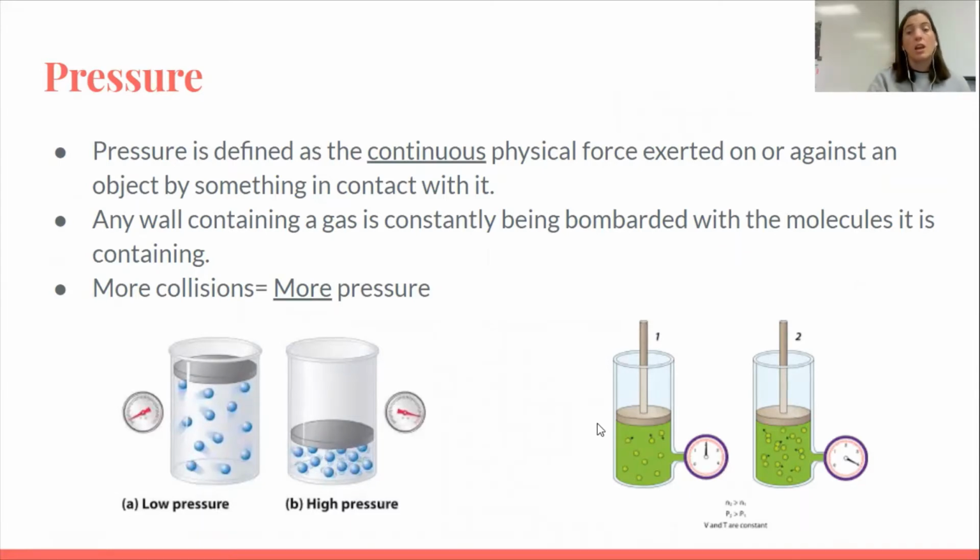Another way to look at pressure is, here we have A and B again, but this time the volume stays the same for both containers. But notice how A has very few molecules and B has a lot of molecules. So A is going to have a lower pressure than B because A has less particles than B. And remember, when I'm saying particles, I mean moles. Moles is the amount of the substance. So A has less substance than B does.